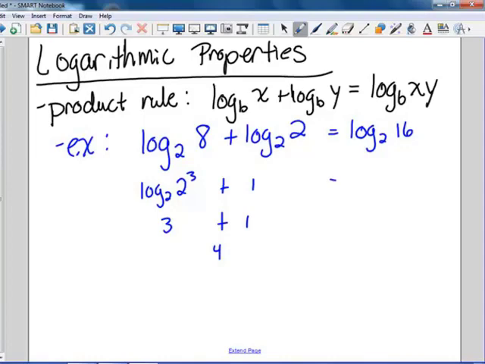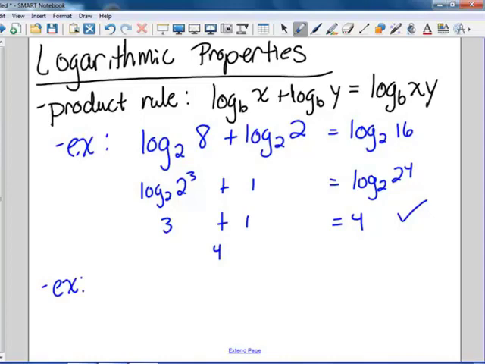Now on the right side, log base 2 of 16 is 2 to the 4th power, so again, it simplifies to 4. Okay, so I kind of just proved that that works out. It would work for anything.